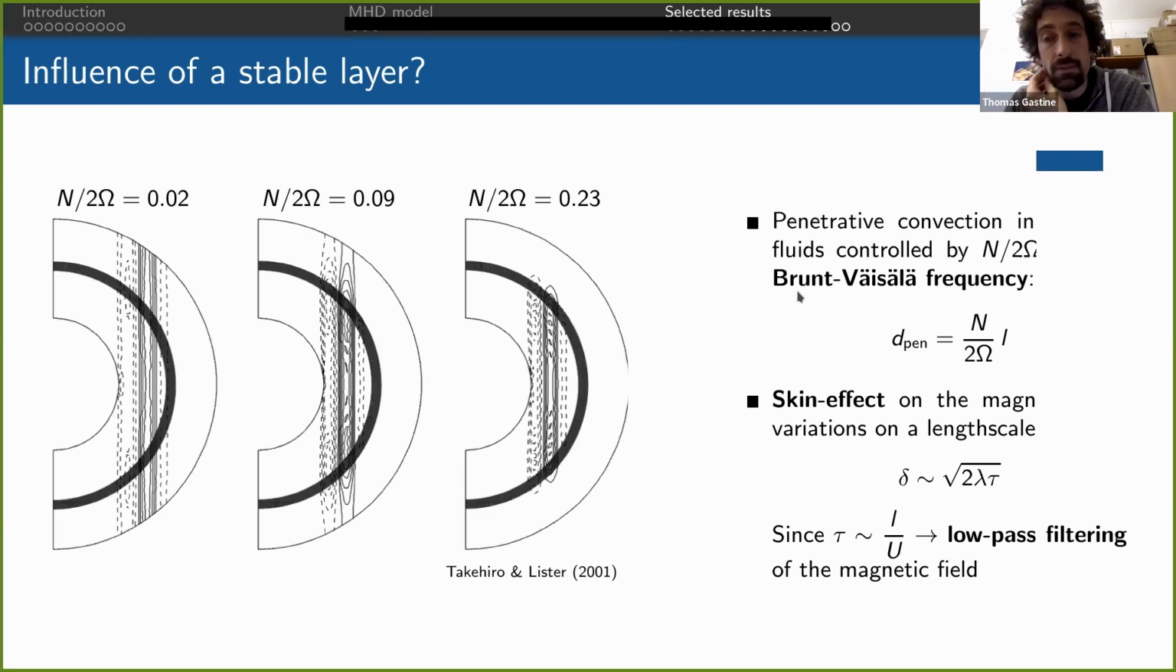And the second one, on the magnetic field: you expect that the stable layer will basically act as a skin effect on the magnetic field. Which means that a magnetic feature that has a time variability tau will be damped on a length scale delta, which is defined by this skin depth. And since tau, the time variability of a magnetic feature of size L, is directly related to L over the typical velocity, then everything that is varying fast will be small scale and will be filtered by skin effect. And so the main effect of a stable layer will be a kind of low pass filtering of the magnetic field structure. So you will remove all the small scales and end up with a smoother field.